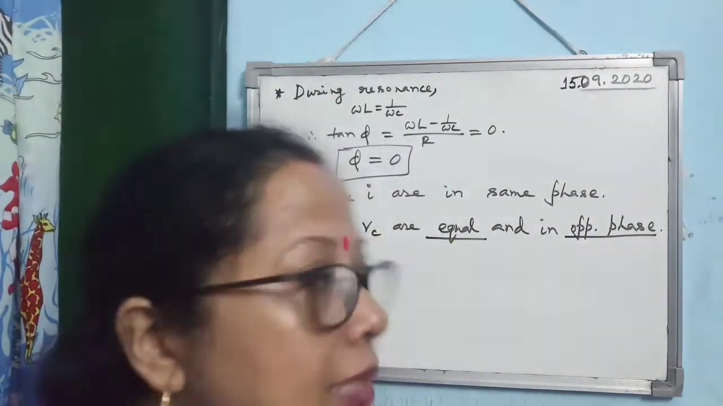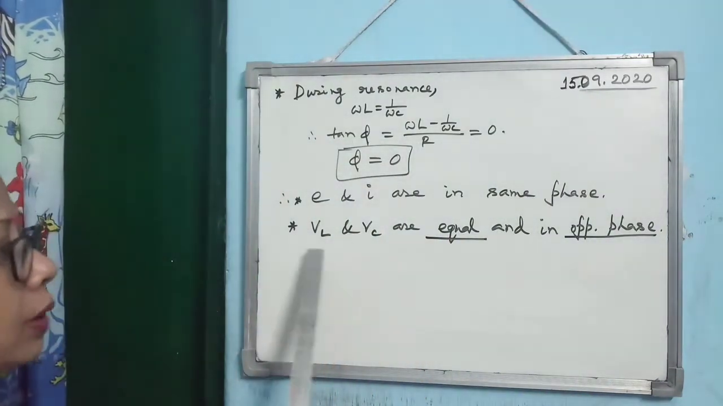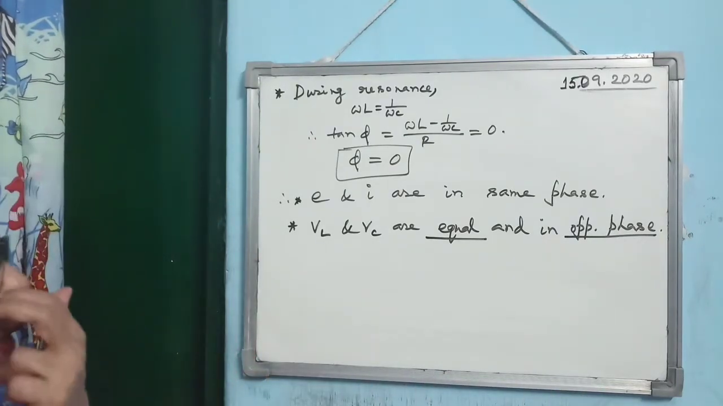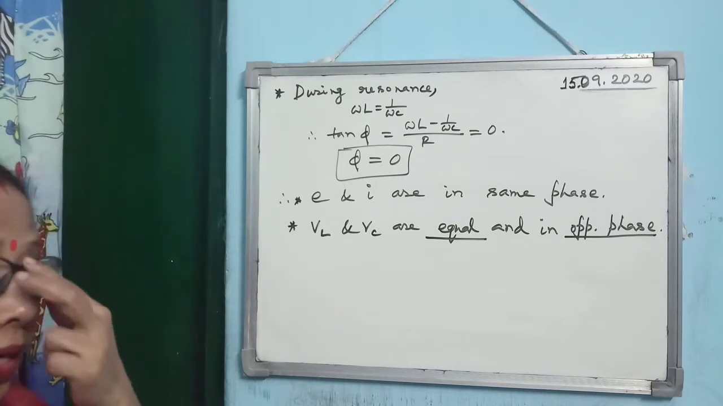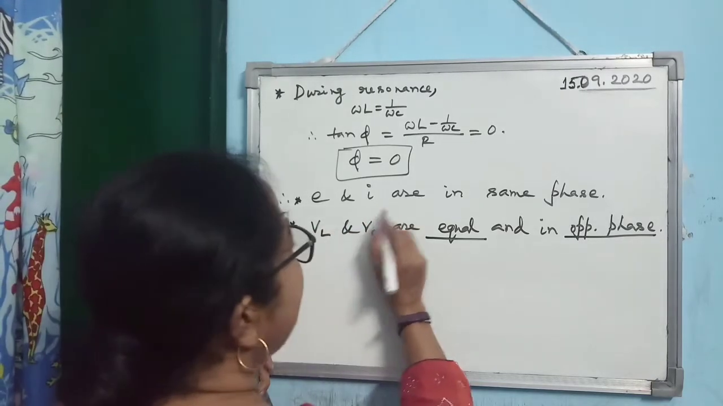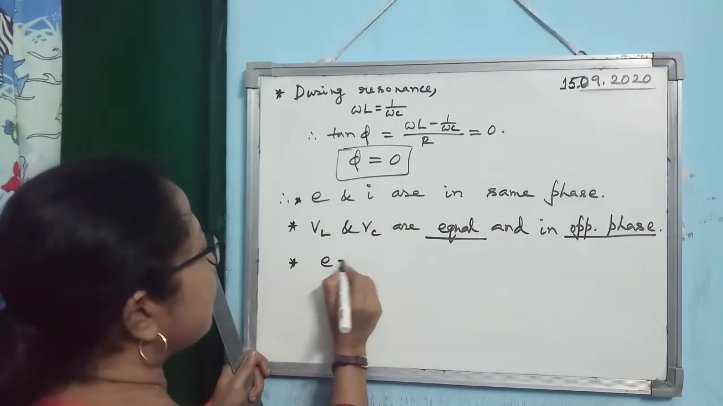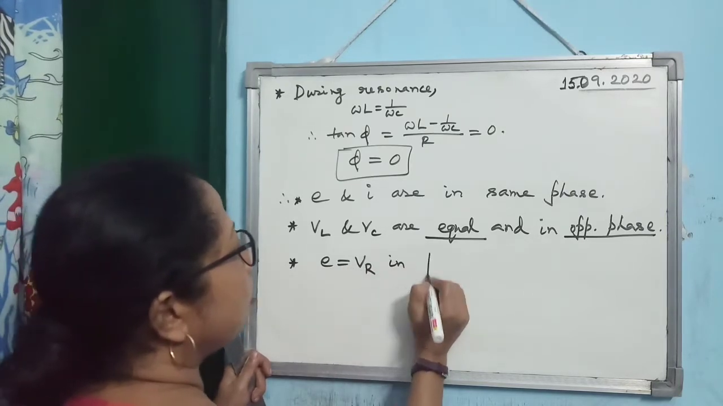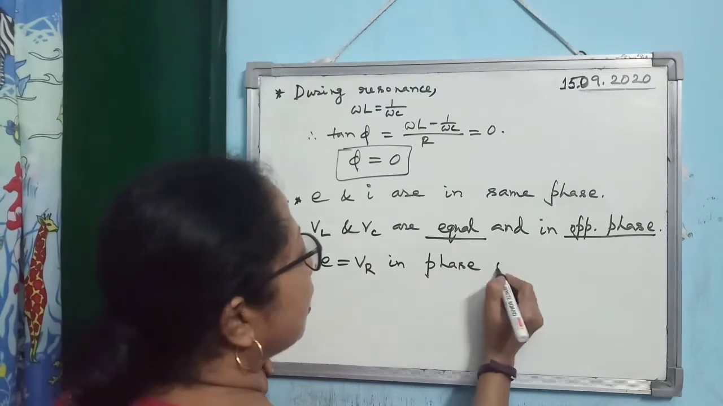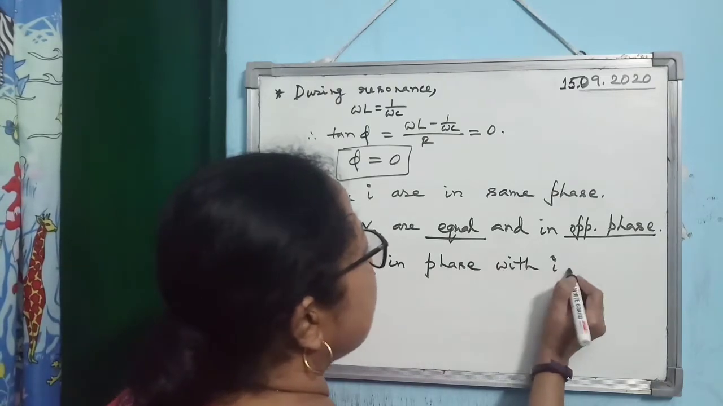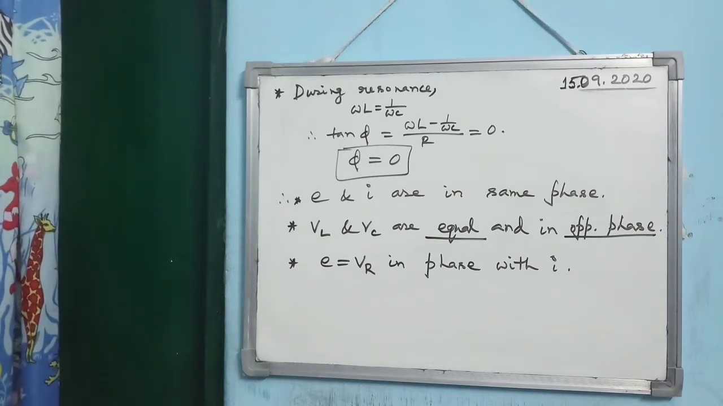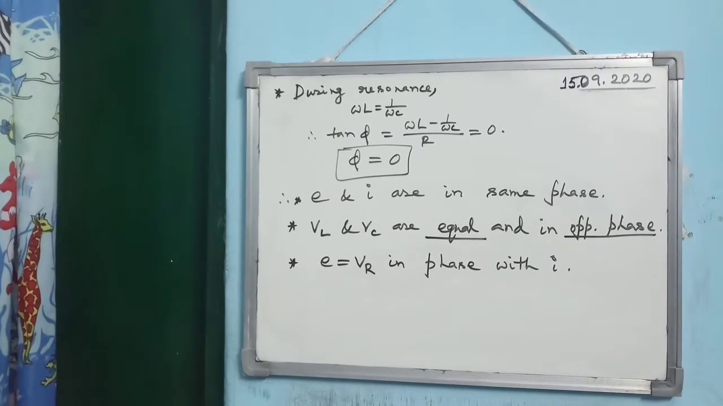180 degrees means they are in opposite phase. So they are equal in magnitude but opposite in phase, so they cancel each other's effect. Alright, so you remember E and I, therefore E equals VR and is in phase with I. Alright, so this is another important condition related to electrical resonance. You are supposed to learn and remember.